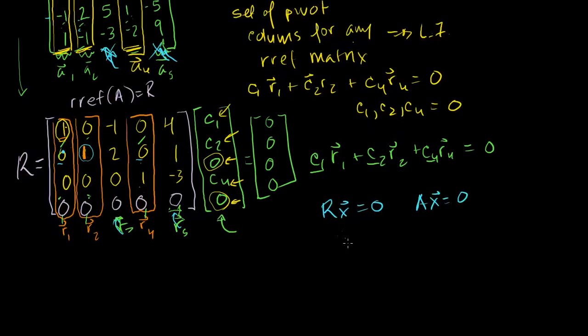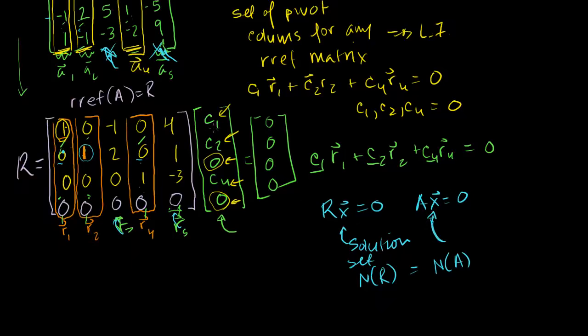Well, the solution set of this is just the null space. The solution set is just the null space of R. It's all of the x that satisfy this equation. And we know that that is equal to the null space of A, because R is just A in reduced row echelon form. So this is the null space of A, all of the x's that satisfy this equation.